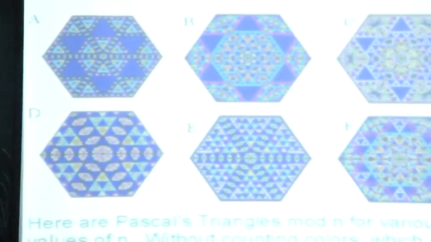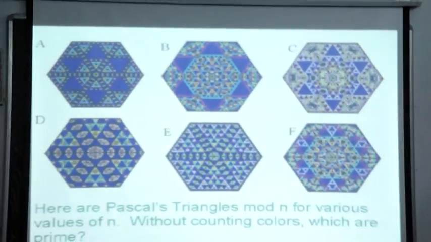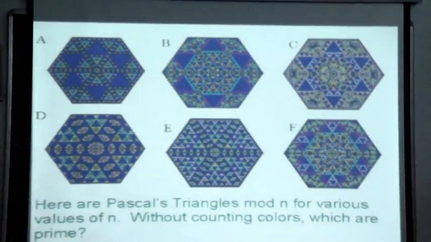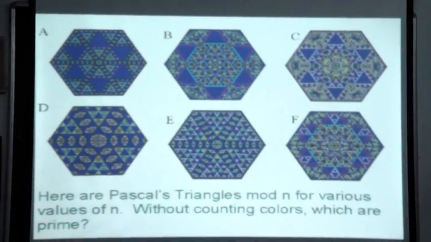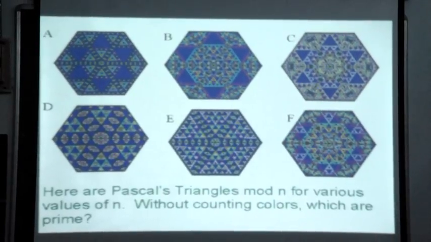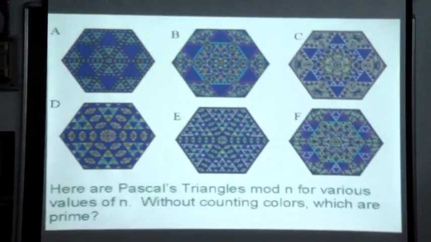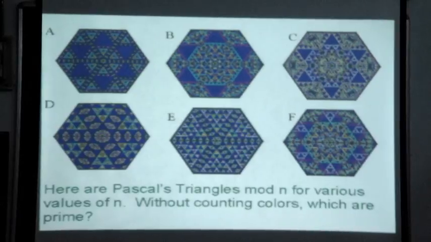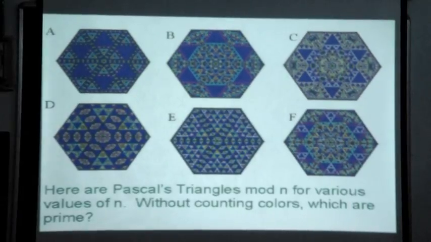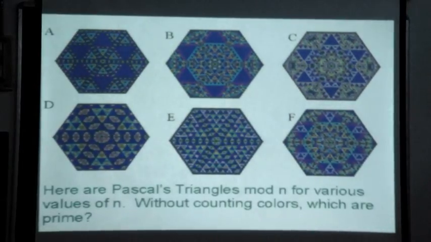Hexagons. So here are some hexagons. The colors aren't as bright as I might want, but each of these is made by pasting together 6 Pascal's triangles, mod n for various values of n. If you had to guess which of these would correspond to values of n that are prime.